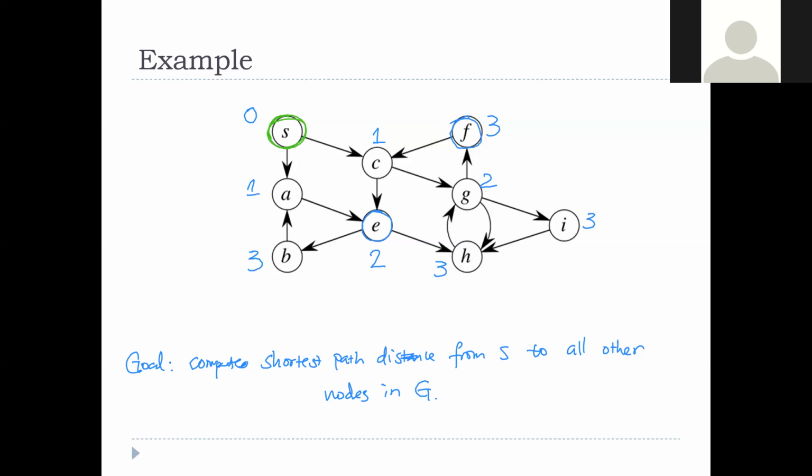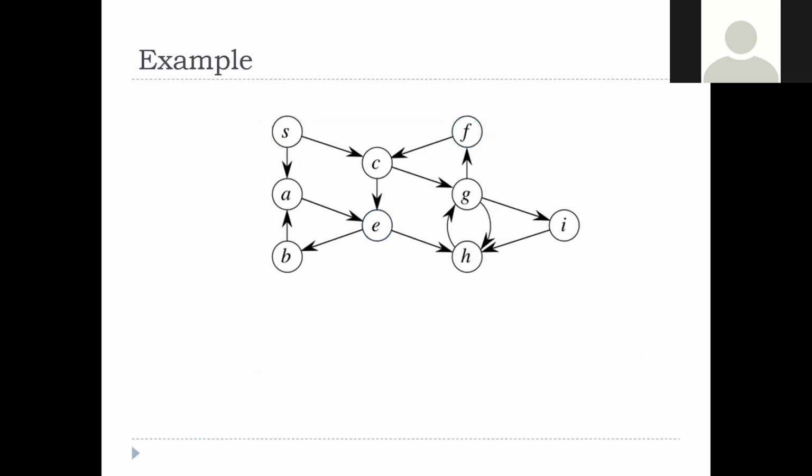Now suppose I modify my graph and add another node J, where I only have an edge from J to I. Then note that J doesn't have any incoming edges. There's no way for me to reach J from S. As such, the shortest path distance to J is infinity by convention. So the problem that we want to solve is that we're given a graph and a source node S, and the output is what we computed here. I want to compute the shortest path distance from S to all other nodes.